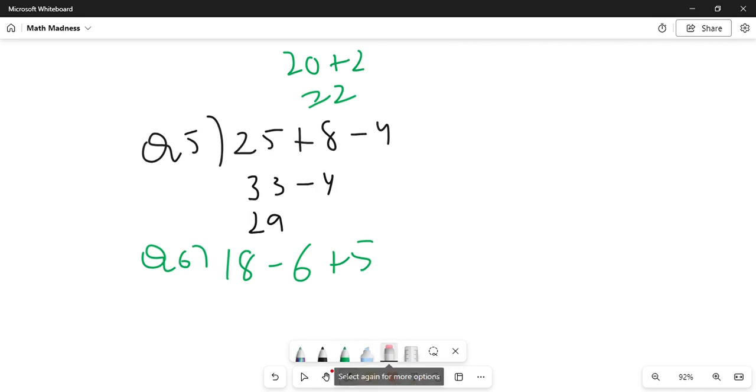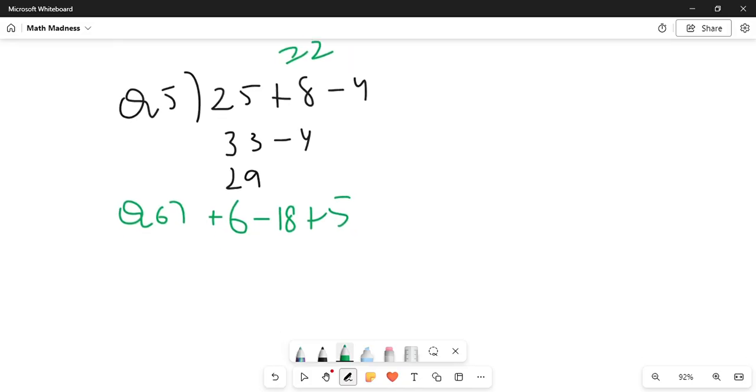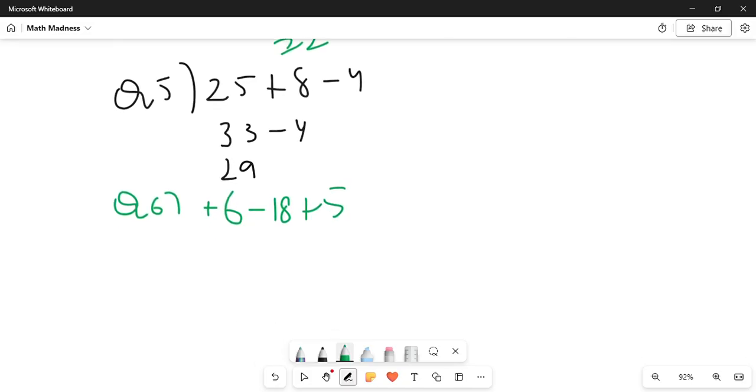Let's change this question a bit. Let's just make it 6 minus 18 plus 5. Okay, now here comes the rule. When there's nothing before 6, then we'll assume this is plus. So we have different signs, so we will obviously subtract. So 18 minus 6 is 12.